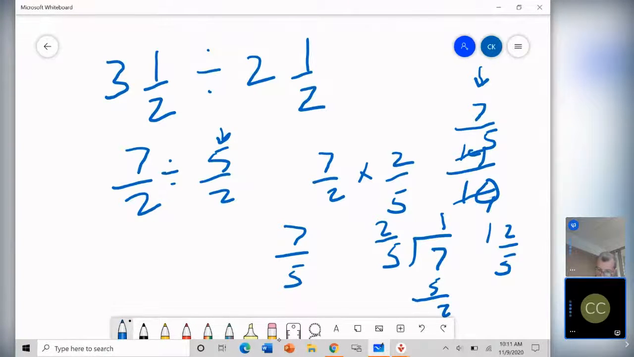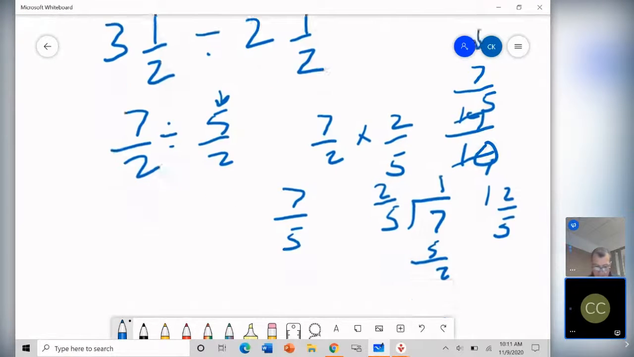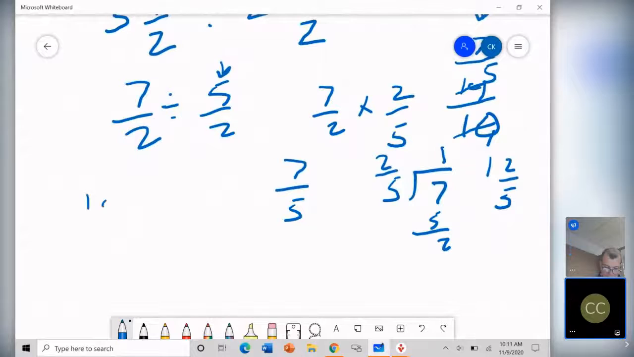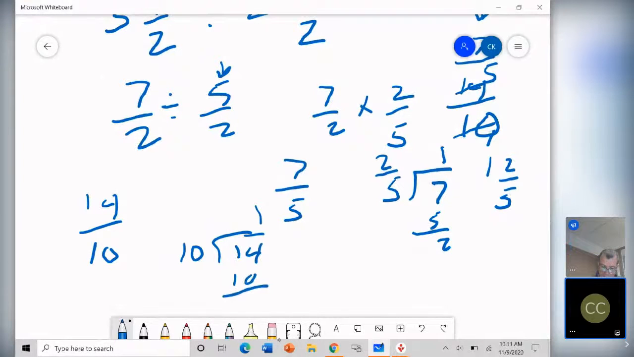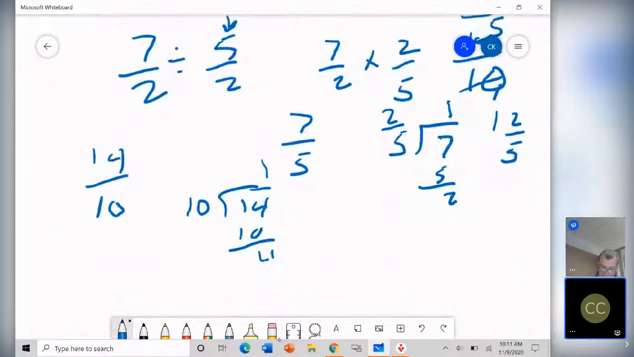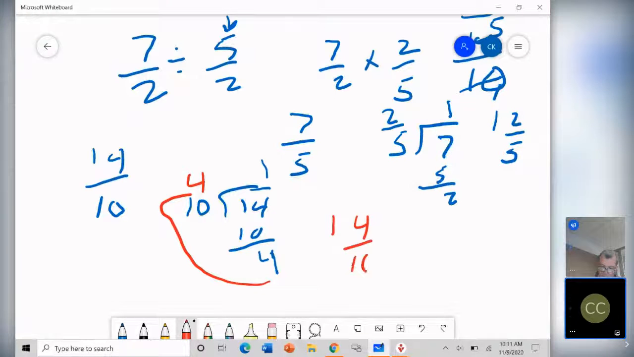So when you get to the 14 over the 10, let me show you that. You can do it either way. You could divide the 10 into the 14. It's going to go 1 time. And then you're going to get 4 over 10 as the remainder. Remember, this would go over the top of that. So it would be 1 4/10.